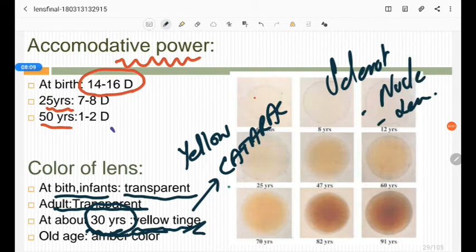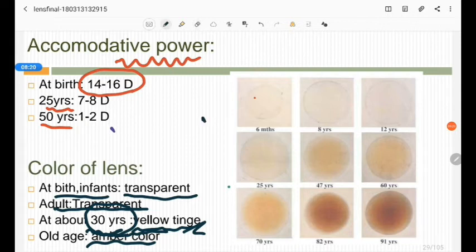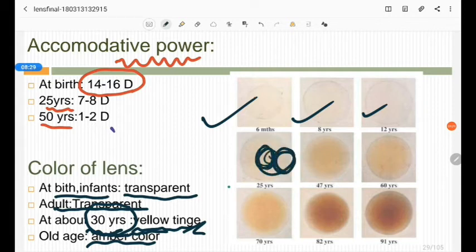And in older age, it becomes an amber color. So this is an age-wise depiction of the color of the nucleus. That is, at the age of 6 months, it is transparent, and by the age of 30, it starts getting a yellowish tinge at the center, and gradually it progresses to become dense and thick to brown.